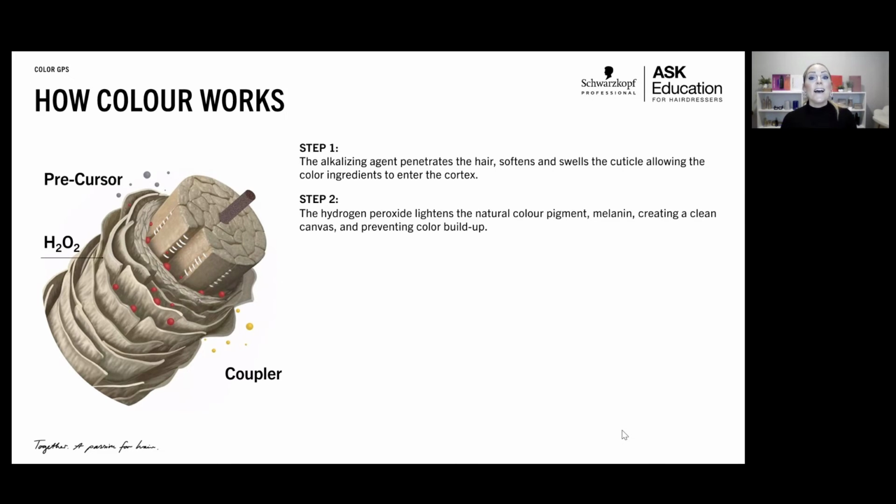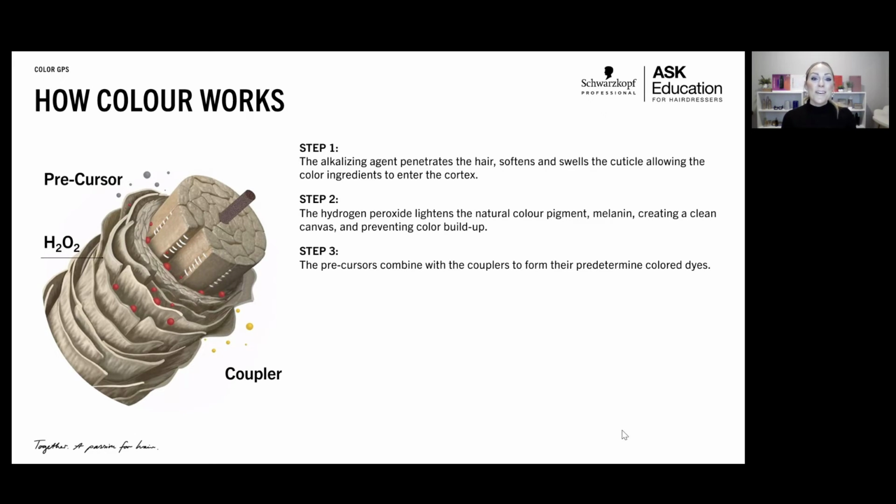Step 2 would be hydrogen peroxide. So this actually is our H2O2. This part of the equation lifts and lightens the natural color. It also creates a more even canvas by cleaning out the hair to prevent any color buildup. So working with hydrogen peroxide allows for the lift to happen. Developers come in different strengths, and the higher the strength of the developer, the more lift can be achieved. So the higher the strength of the hydrogen peroxide.